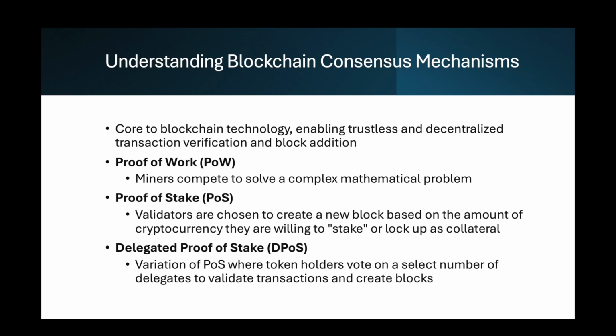Proof of stake: validators are chosen to create a new block based on the amount of cryptocurrency they are willing to stake or lock up as collateral. It's more energy efficient compared to PoW. Ethereum 2.0 aims to use PoS. Delegated proof of stake, a variation of PoS, where token holders vote on a select number of delegates to validate transactions and create blocks. EOS uses DPoS.